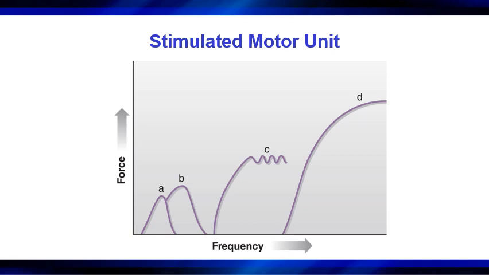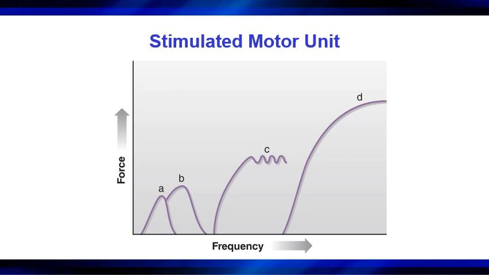If a second twitch is elicited from the motor nerves before the first one completely relaxes, then you get a summation. That's B. When we get summation of two twitches, the resulting force is greater than that produced by a single twitch. So you're gradually starting to increase the amount of force, based upon a more frequent application. If you continue to decrease the time between twitches, you're going to get greater and greater summation.